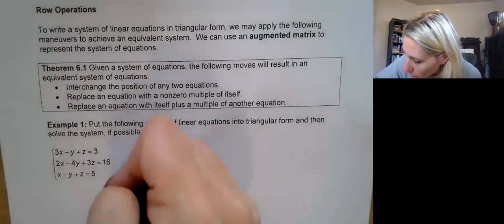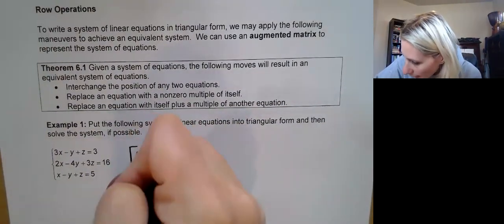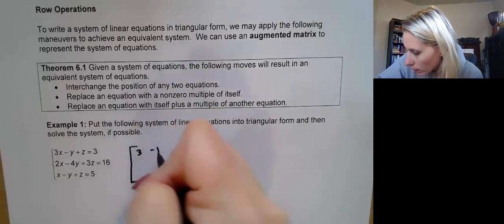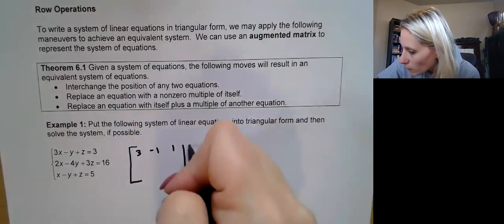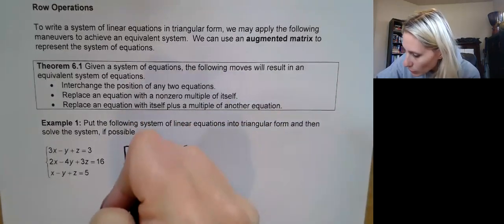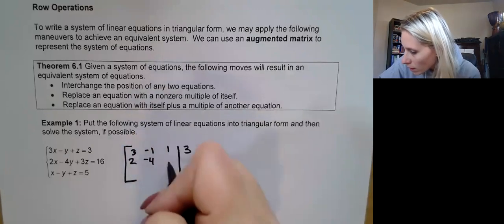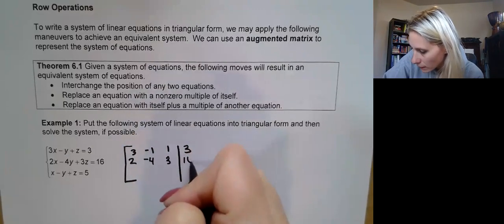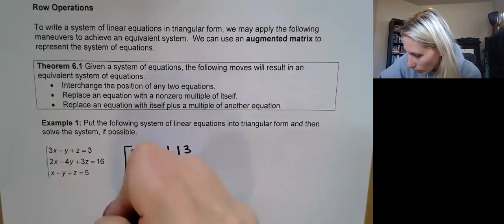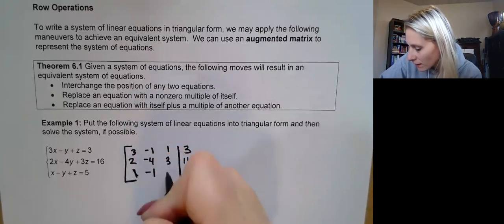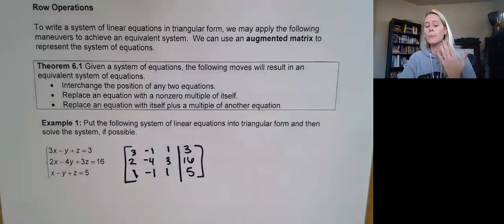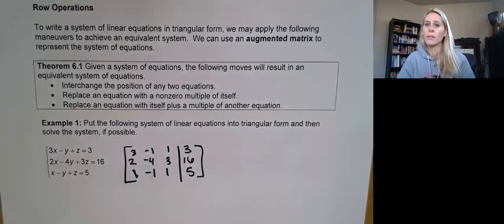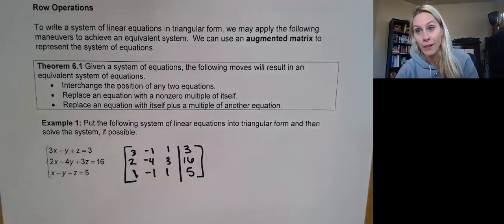So when I make my matrix, I have 3, -1, 1, and then usually when there's that equal sign, they have a line down here. And put 3. 2, -4, 3, 16. 1, -1, 1, and 5. As you can see, your first mistake could be forgetting a negative. So don't do that. Make sure all your numbers line up. Okay, otherwise you do a lot of work for nothing.